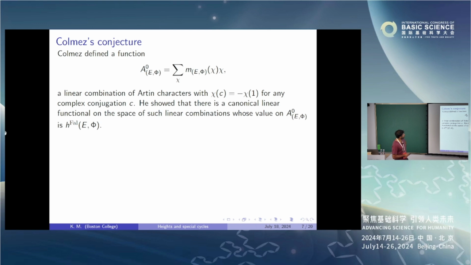And so Colmez defined a canonical linear functional on the space of all such linear combinations, and whose value on this particular guy is the Faltings height. So I wrote Faltings height of E phi. What this means is Faltings height of any abelian variety with complex multiplication by OE and CM type phi. Okay?